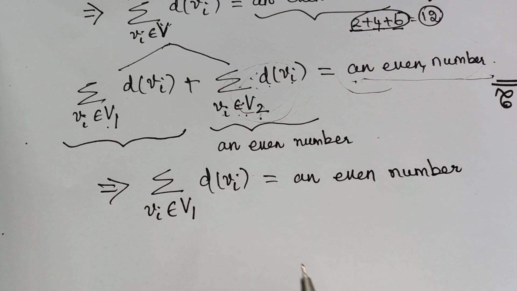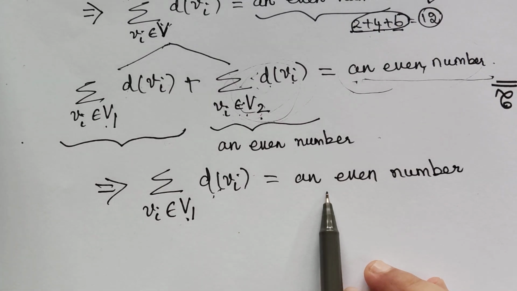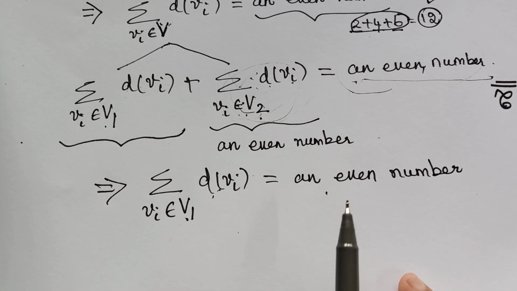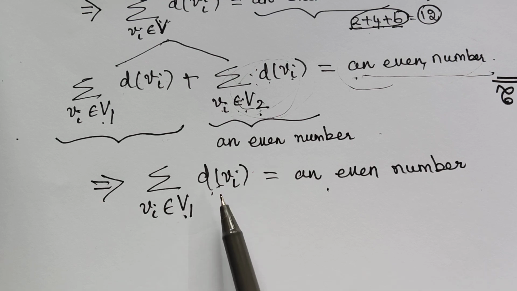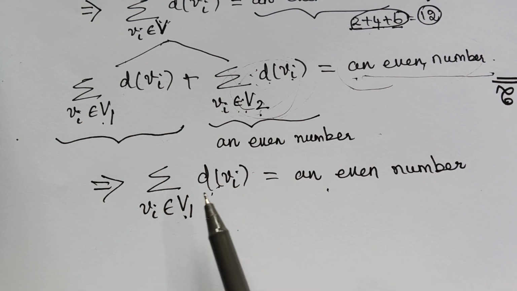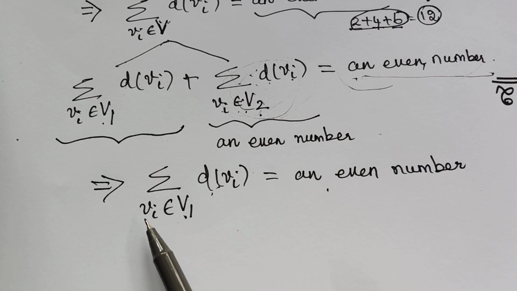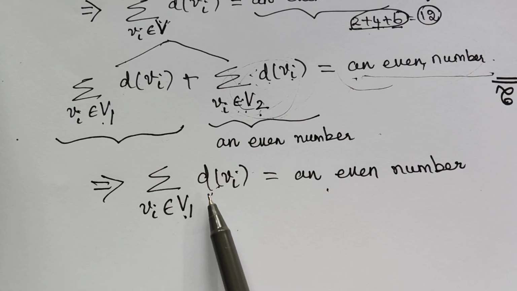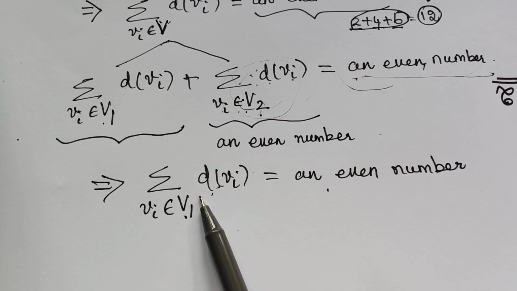That is, if you sum up all the degrees of vertices with odd degree, you will result with an even number. Now, since each term in this summation is an odd number, because we are considering only odd degree vertices, so v1 will be of odd degree, another vertex, for example v2, will be of odd degree.